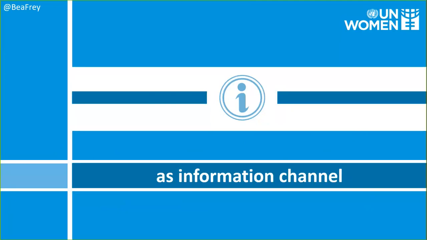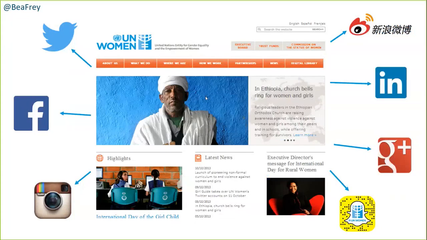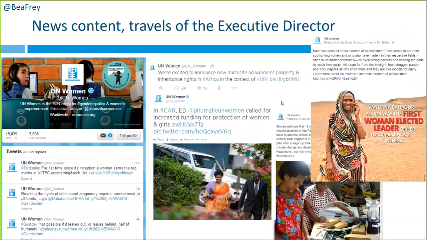Social media as an additional channel of information. In addition to traditional media, we want to go where the people are, because most of our content is on our website, which is our content hub, but not everyone comes to our website on a daily basis. So we have to go where our audience is, and that is on all those different social media channels, and that's where we push out information. What do we post? A variety of content. News content, travels of the executive director to tell our audience what she's up to.